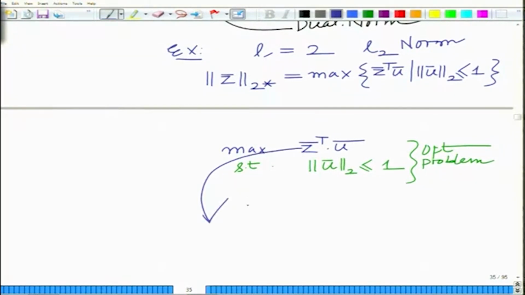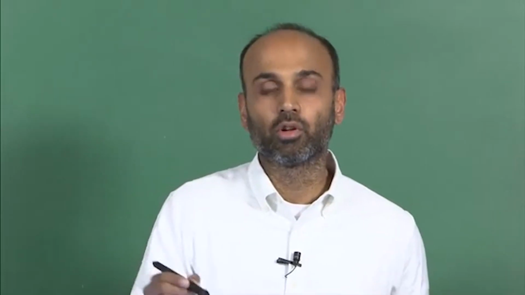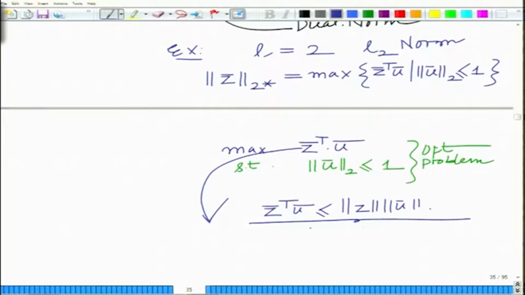In fact, we know that Z bar transpose U bar is less than or equal to norm of Z bar times norm of U bar. So we know for two vectors Z bar and U bar, Z bar transpose U bar is less than or equal to norm of Z bar times norm of U bar. Alright, the dot product is less than or equal to the product of the norms. This follows from the Cauchy-Schwarz inequality.